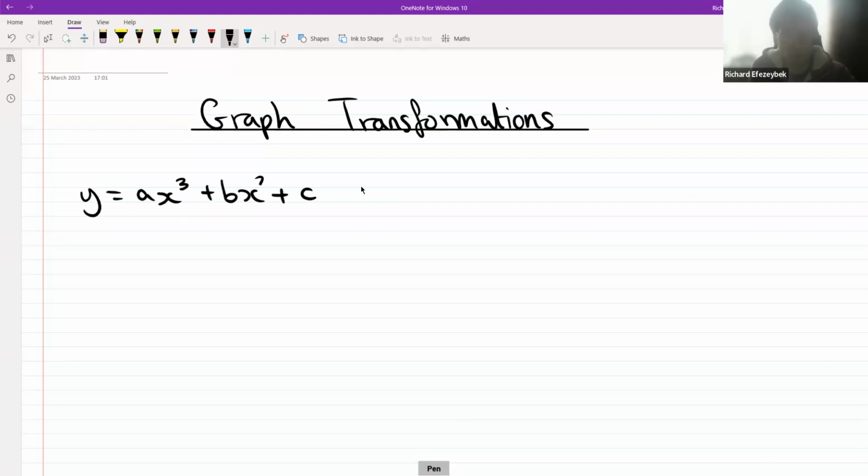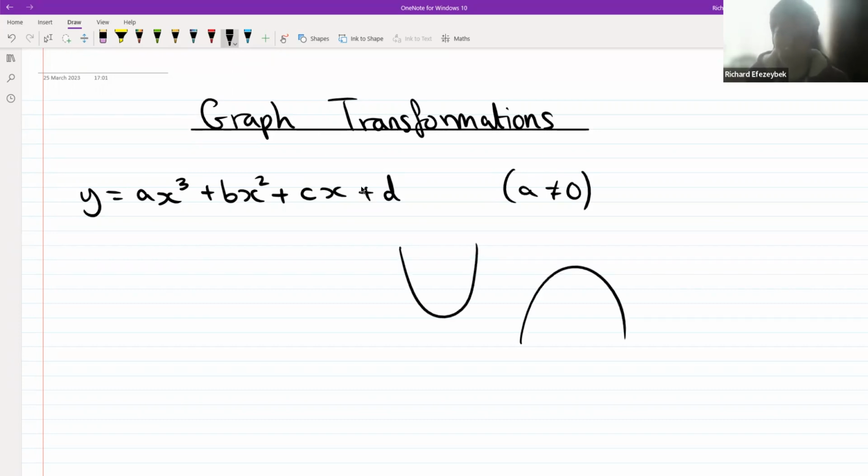Cubic has this general form with a not equal to 0. Let's take a look at a couple of the general cubic shapes. So with quadratic, there are effectively two shapes, right? Positive, negative. Cubic, there's more x terms, and this causes there to be more curvature, possibly, and more possibilities for different shapes.